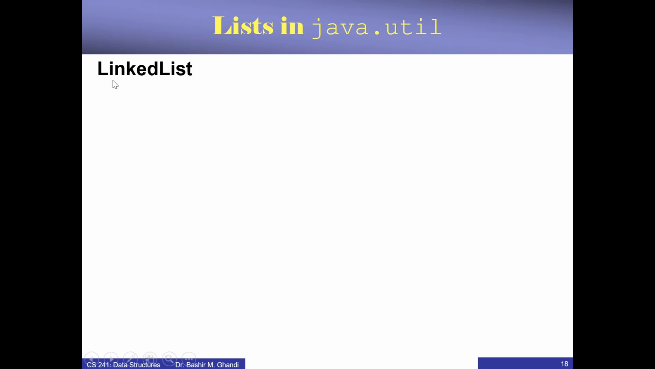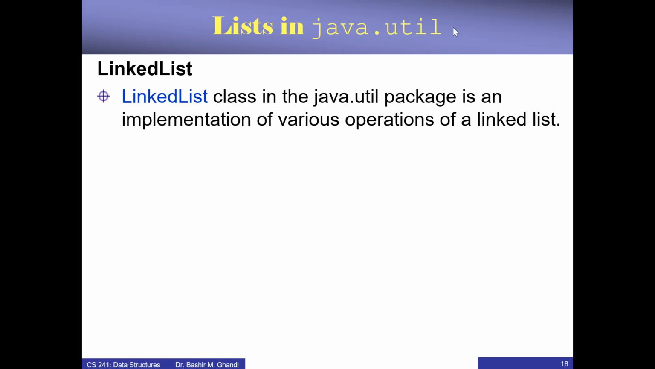Now, when I say Java library, it means the class is in some package in the Java library, and that package is java.util. So before you can access this linked list, you have to import that package. You have to say import java.util. Its implementation is very similar to the doubly linked list that we have developed. It is a doubly linked list, even though it is simply called linked list.